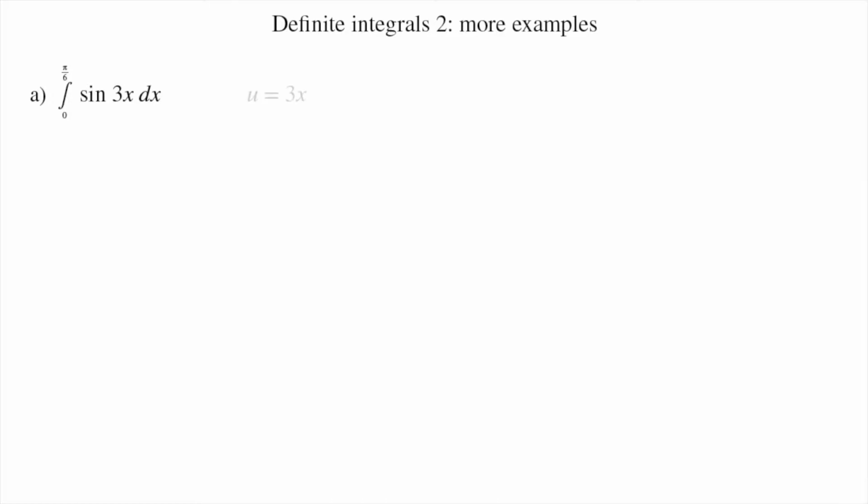If we let u equal 3x, then du by dx is equal to 3, so dx is equal to 1/3 times du. So the integral from 0 to pi over 6 of sine 3x dx equals the integral of sine u times 1/3 du. But now we have to be careful about our limits. The limits we have are for x. We need to use these values to find limits for u.